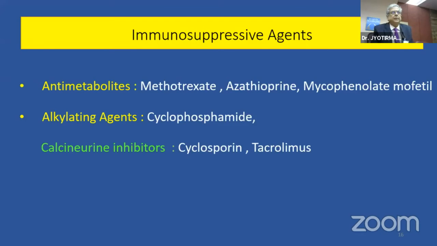So there are three groups of immunosuppressive agents. I'm not going into the details. The first group is methotrexate, azathioprine, and mycophenolate mofetil. The second group is the alkylating agent, cyclophosphamide. And the third group is the calcineurin inhibitors, cyclosporine and tacrolimus.